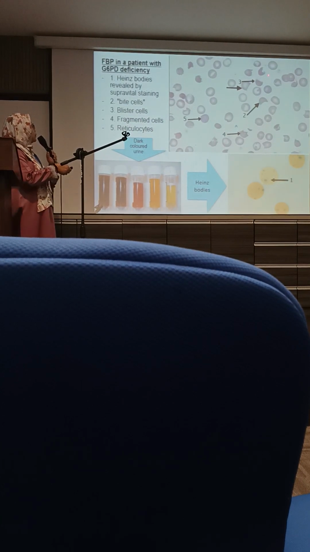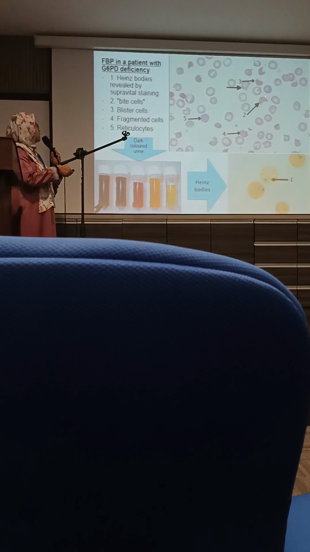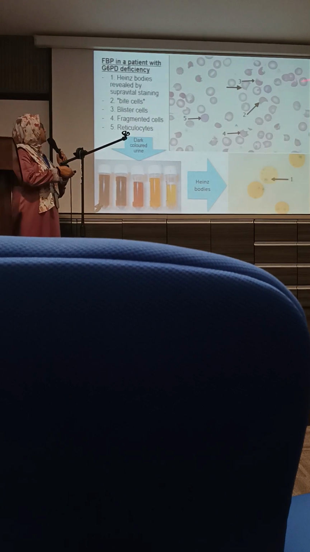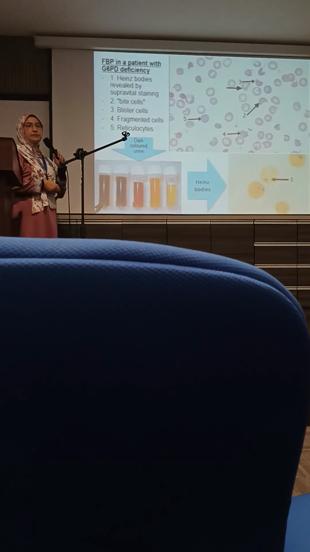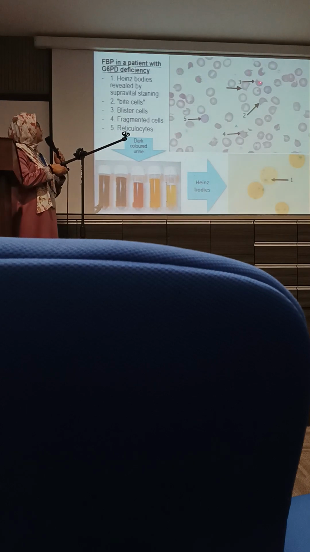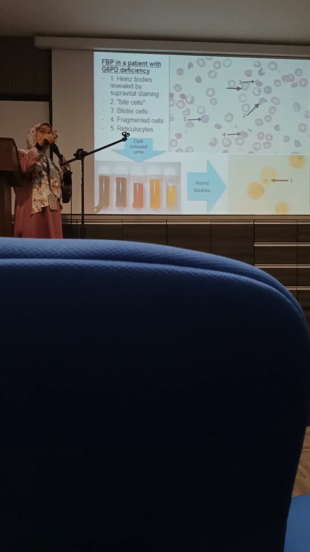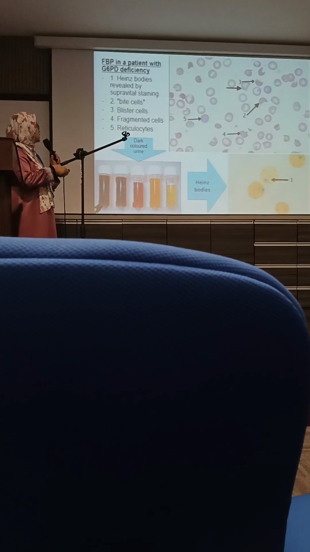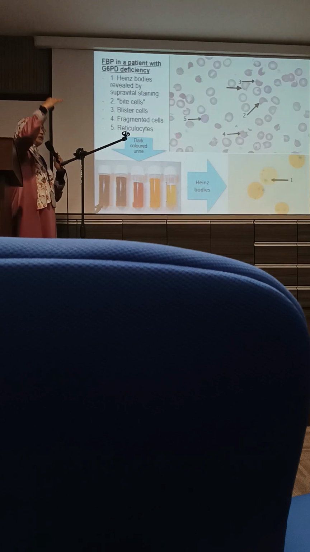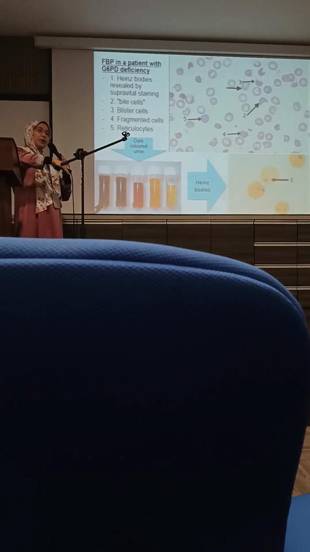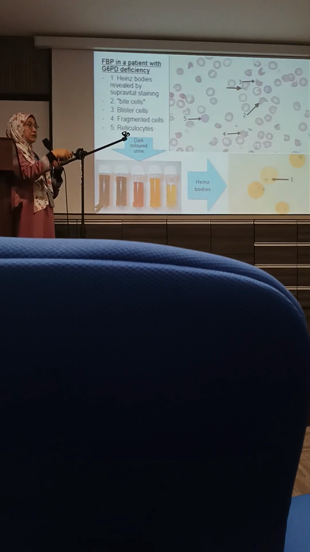And there are also cells like this. Is there a difference between 2 and 3? This is a blister cell. If you can appreciate, its margin here is not clear. And actually it has a membrane here. It looks like it has a blister. The cell has a blister. That's why you call it a blister cell. What happens actually is the hemoglobin is denatured and it sediments to the bottom, so it looks like it has a blister.